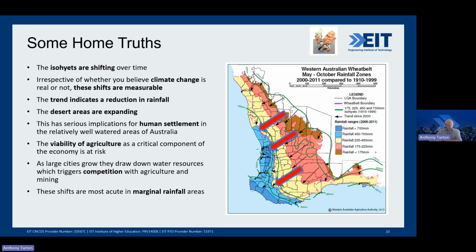So these things are dynamic. They are moving, and whether you believe in climate change or not, it doesn't make a difference. Some people don't believe in climate change or an anthropogenic cause of climate change. That's beside the point. The fact is they are moving. Who caused it is really immaterial. The fact is that the isohyets are moving.